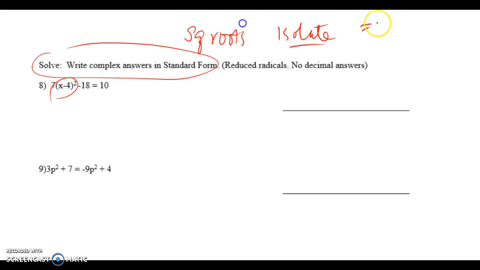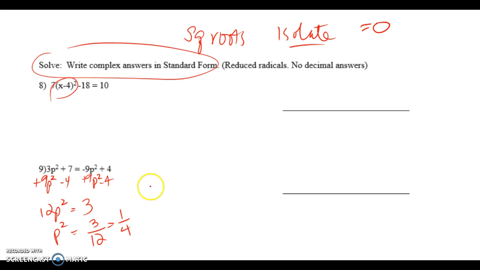Anytime you're solving or factoring, you have to get everything to one side, set it equal to 0. So I'm going to add 9p squared, and subtract 4. And I end up with 12p squared equals 3. P squared equals 3 over 12, which is 1/4, right? So if I take the square root of both sides, p equals plus or minus, where the square root of 1 is 1, and the square root of 4 is 2.